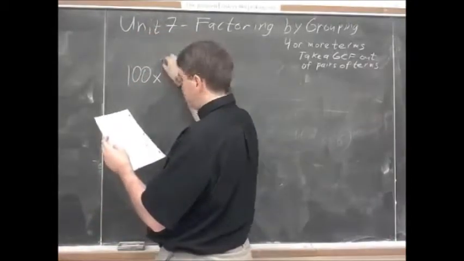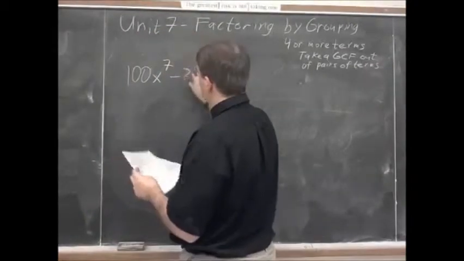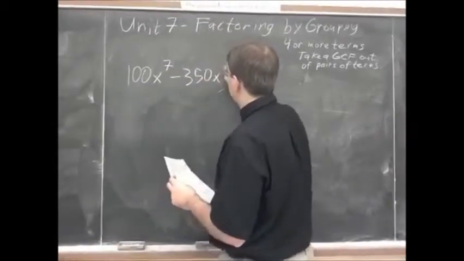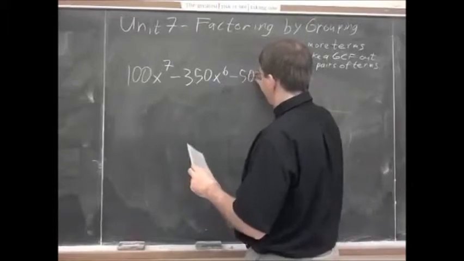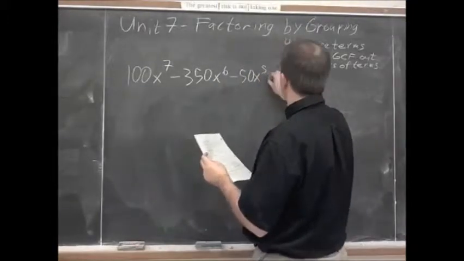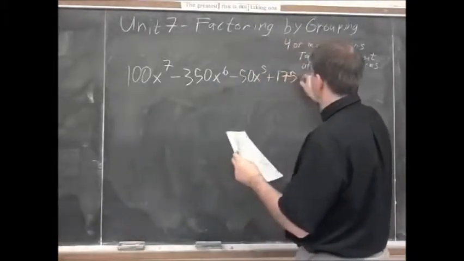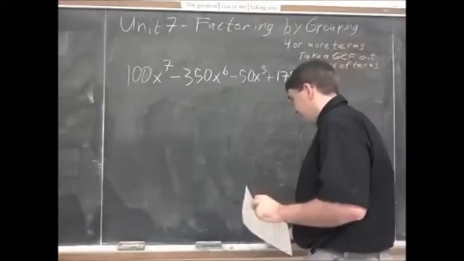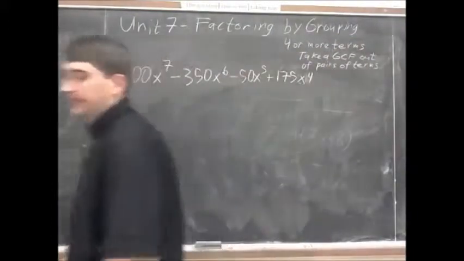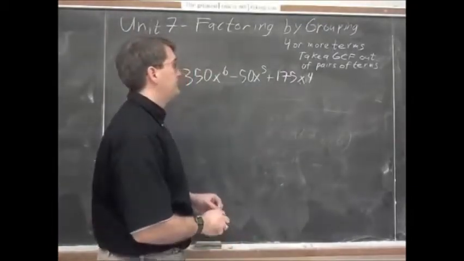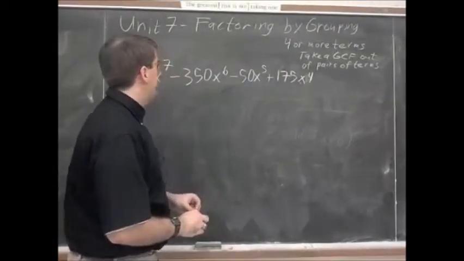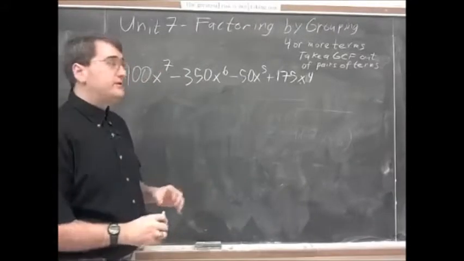100x to the 7 minus 350x to the 6 minus 50x to the 5 plus 175x to the 4. This is the polynomial that we'll try to factor. And it looks intimidating because we have really big numbers.